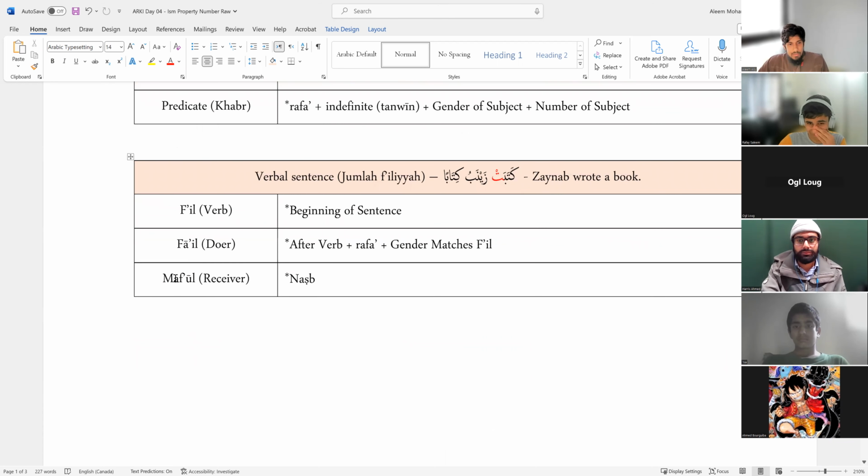And then to cap it off, the maf'ul, the thing that's receiving the action, which we discussed yesterday, is not just limited to the receiver. It can also be a detail, a time, or a position that somebody was made. In the example we had seen, Allah subhanahu wa ta'ala makes Adam a khalifa, right? That was like a detail. So it's a little bit more expansive than a receiver. But right now we're just focusing on that one type. But anyway, the maf'ul is going to be in a state of nasb, which is known by the fatha ending, right?